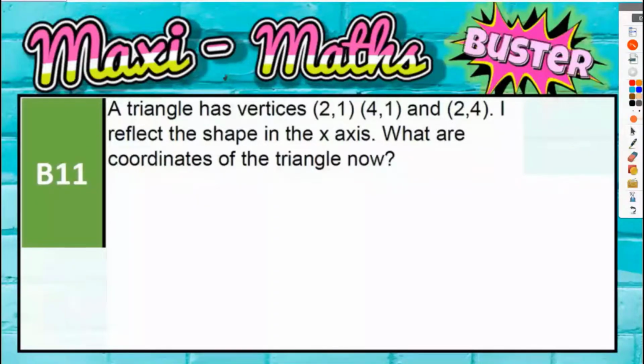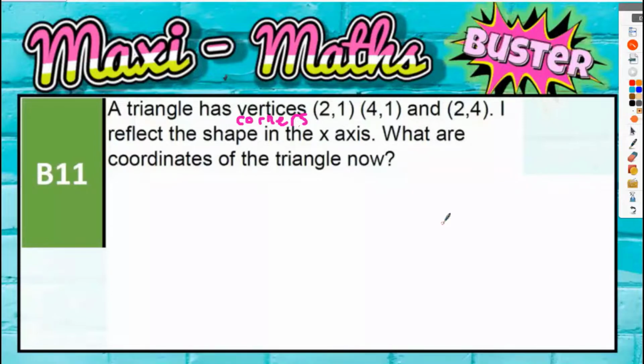A triangle has vertices. Remember, vertices is just a posh word for corners, or coordinates in the case of a grid: (2, 1), (4, 1), and (2, 4). I reflect the shape in the x-axis. What are the coordinates of the triangle?